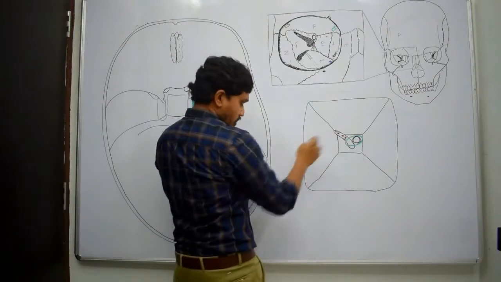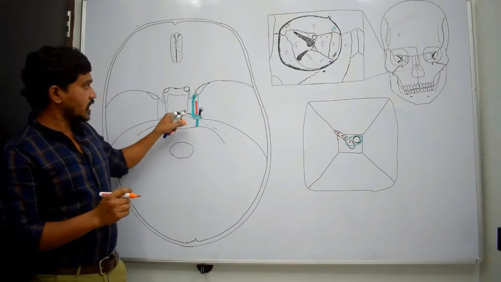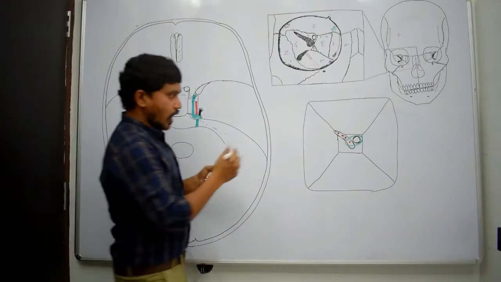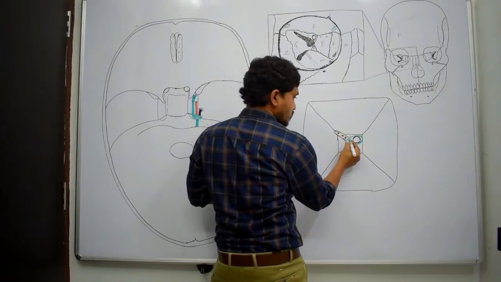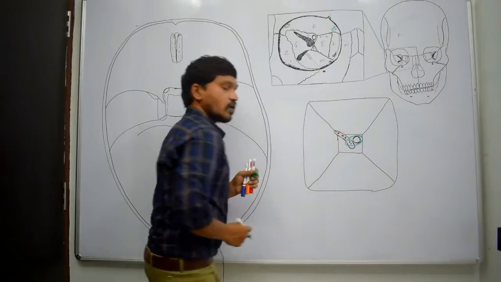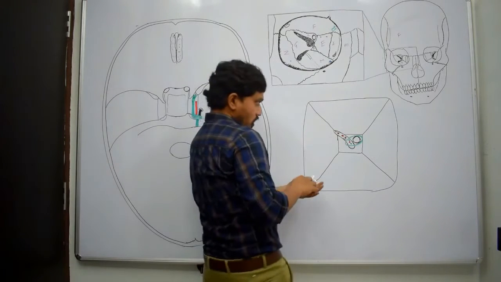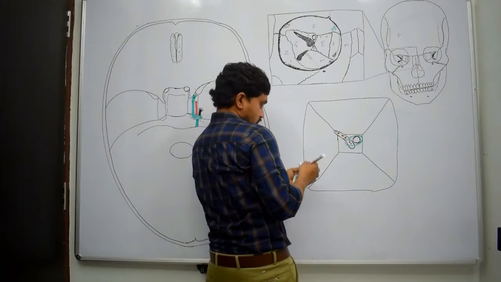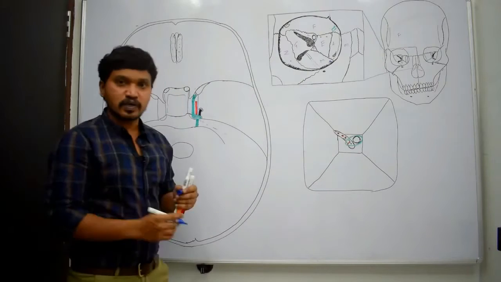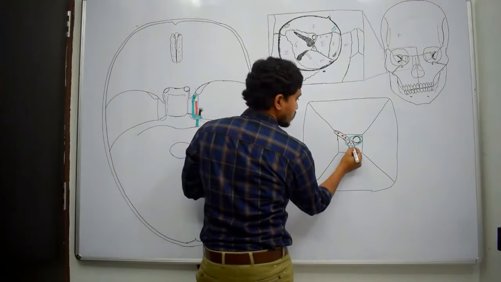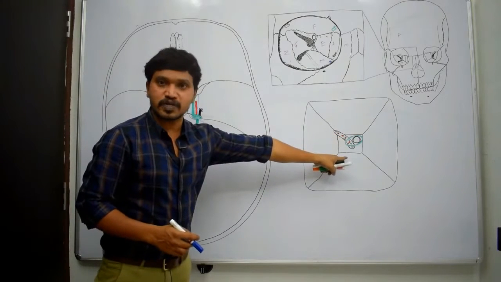Then in the middle part, the nasociliary nerve. It is branched from the ophthalmic division of the trigeminal nerve. Above and below the nasociliary nerve, we can find the upper division and lower division of the oculomotor nerve, right? Then one more nerve is passing through the central part. What is that? The sixth cranial nerve, the abducens nerve. Then in the medial part, the inferior ophthalmic vein. So these are the structures passing through the superior orbital fissure.